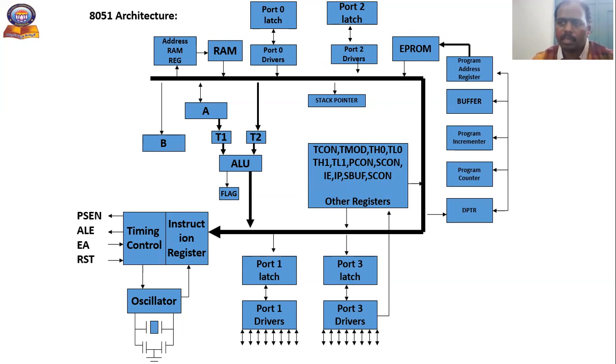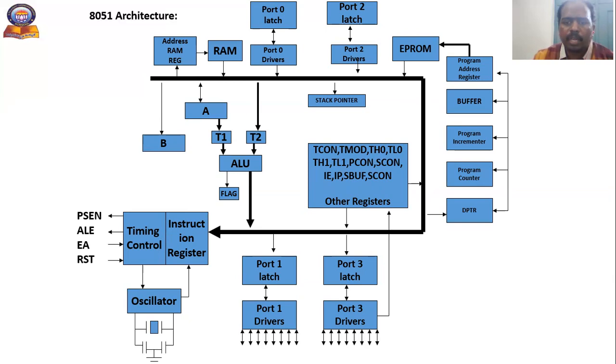Data pointer, DPTR, which is also a 16-bit register, which can be accessed as two 8-bit registers. One is DPL, data pointer low, the lower byte. Another one is DPH, data pointer high. Then program incrementer, as all processors and controllers are sequential machines, they will be executing instructions sequentially.